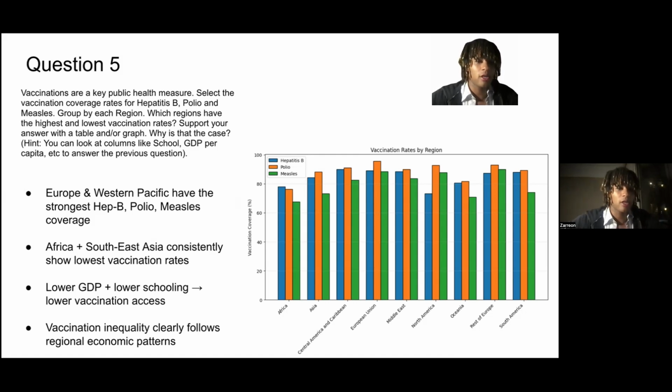The results were clear. Europe and the Western Pacific had the highest vaccination coverage by far, while Africa and Southeast Asia had the lowest. This pattern follows broader economic trends. Regions with higher GDP and higher average years of schooling also have stronger public health systems and more consistent vaccine access. The graph really highlights global inequality in disease prevention.